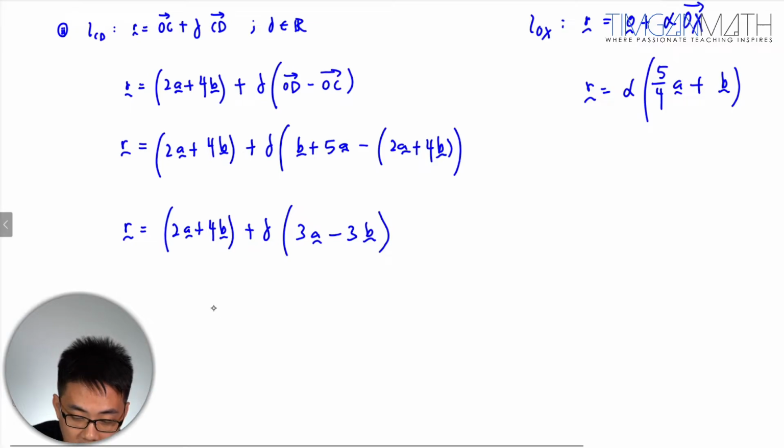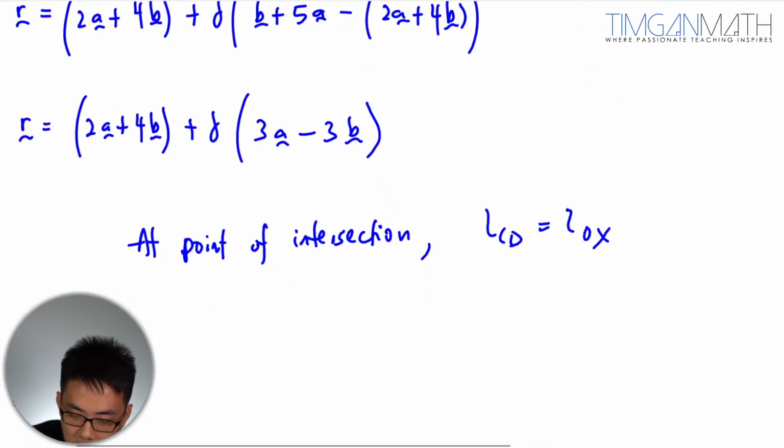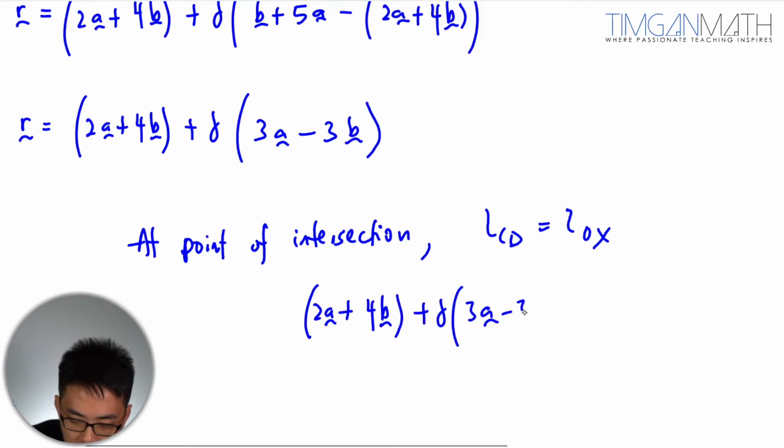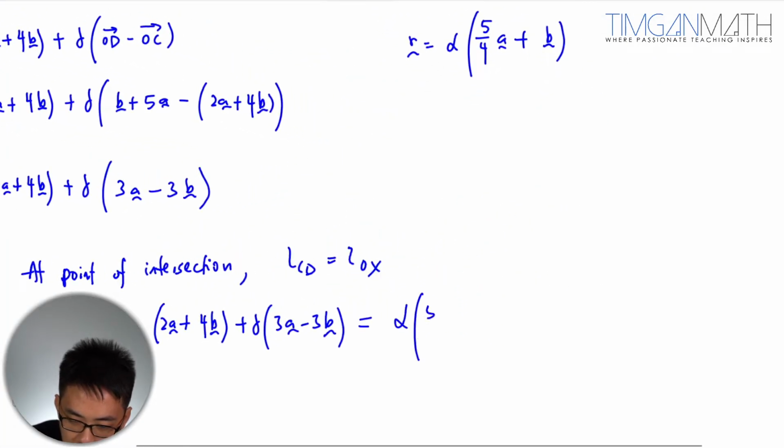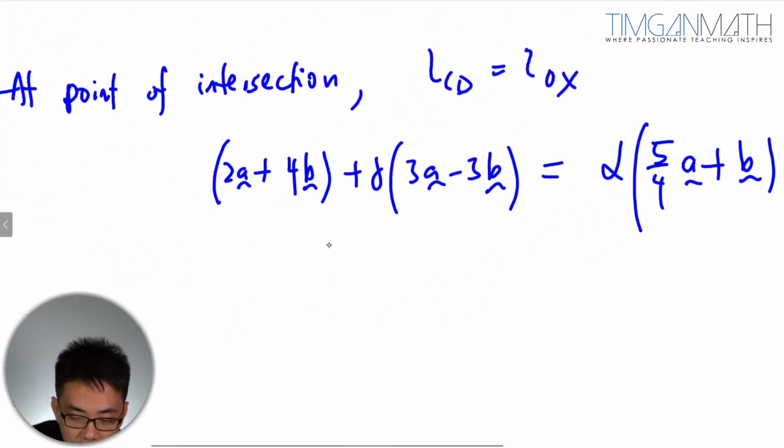So to find the point of intersection. Okay, L_CD equals L_OX. So I'm going to just equate them both. Just 2a plus 4b plus gamma times 3a minus 3b equals alpha times 5 over 4 a plus b. Okay, so in this case here, what I'm going to do is actually just compare them. So 2 plus 3 alpha.